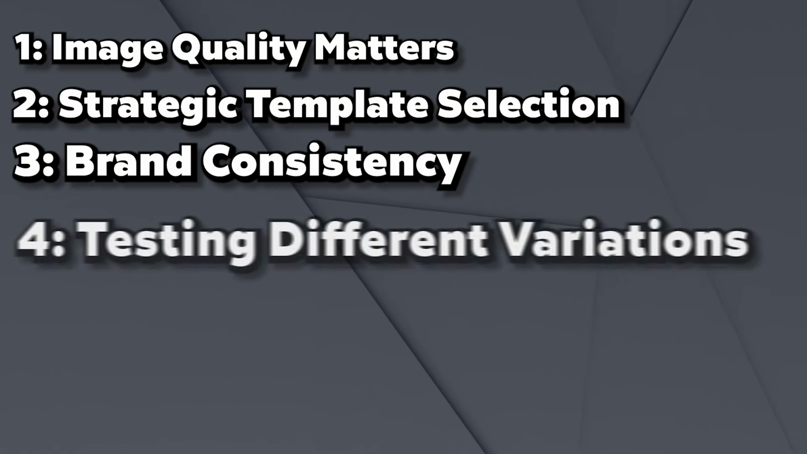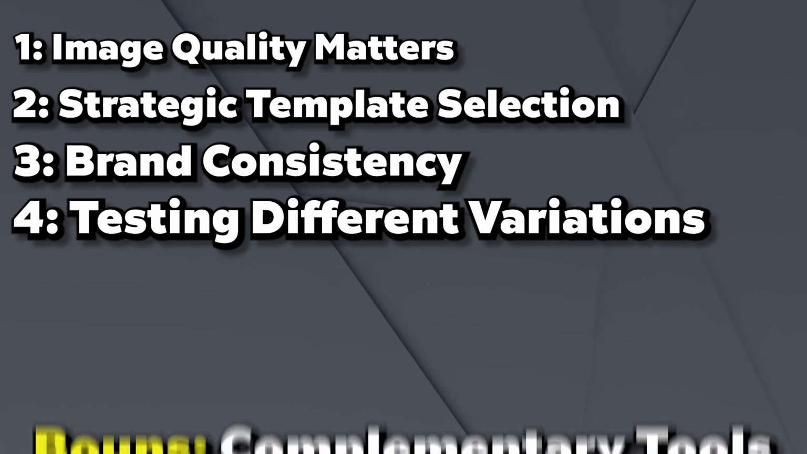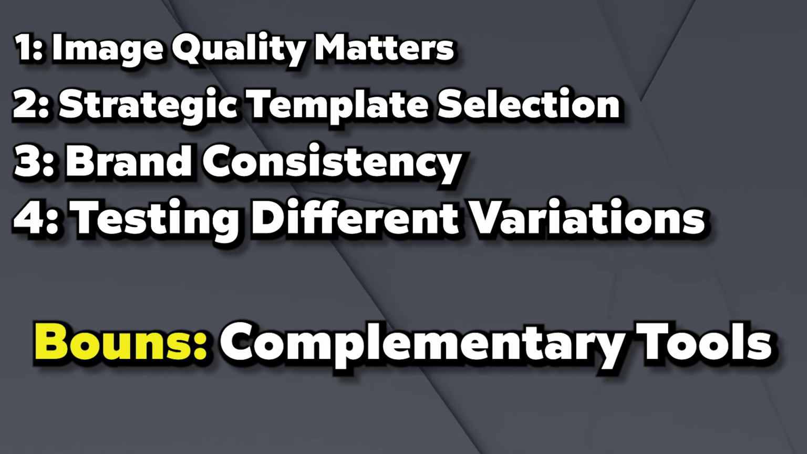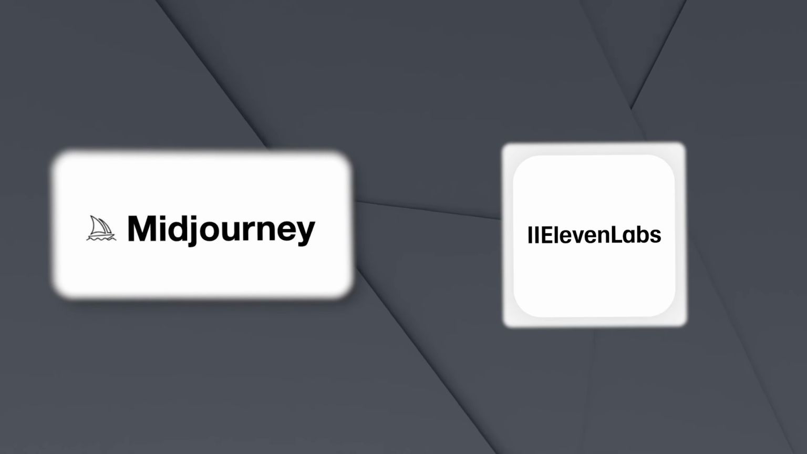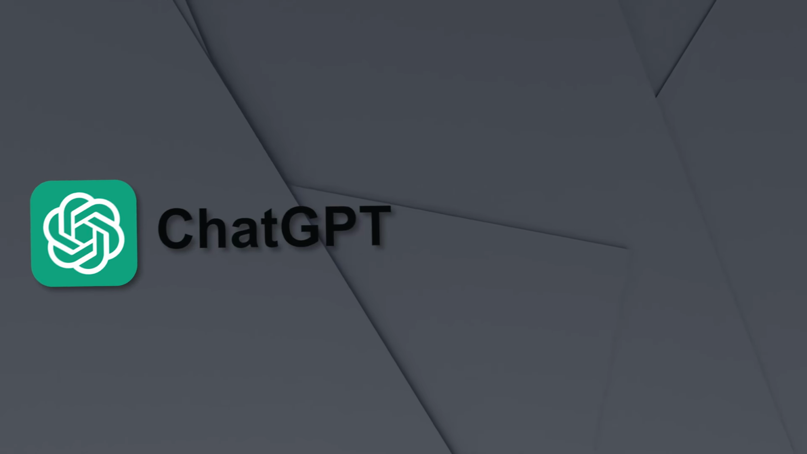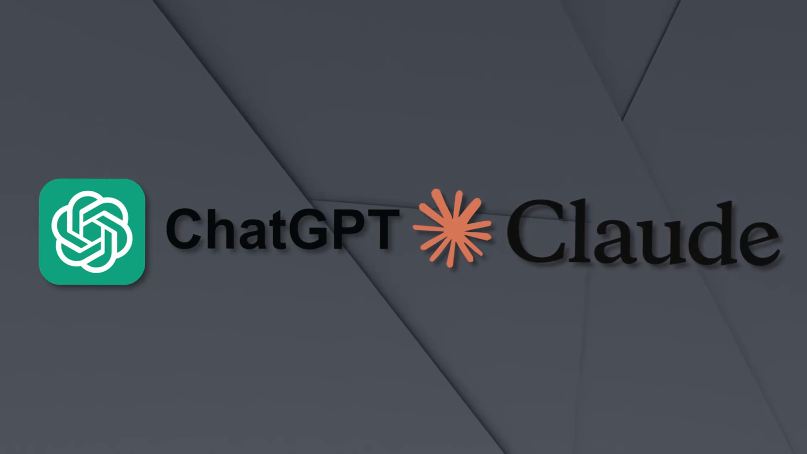And the fourth tip is testing different variations. Generate multiple versions and test them against each other to see which converts the best. And one fifth bonus tip is to use complementary tools. For example, combine TopView AI with other AI tools like Midjourney or 11 Labs or video generating AIs. Use ChatGPT for product descriptions and Claude in order to write blog posts.